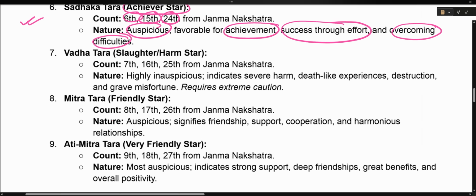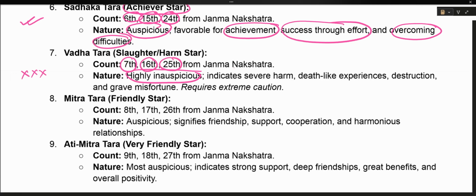Next we have the seventh one. Seventh one is the highly inauspicious. Here it is written highly inauspicious. From the Janma Nakshatra, you have to count again the 7th one, 16th one, and the 25th one from the Janma Nakshatra. This is highly inauspicious.